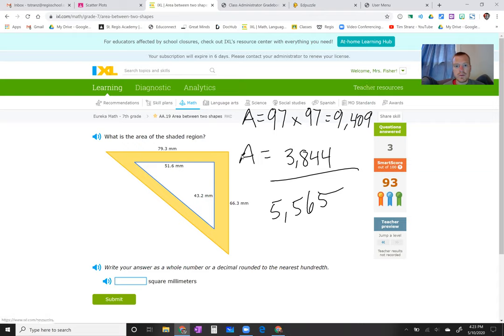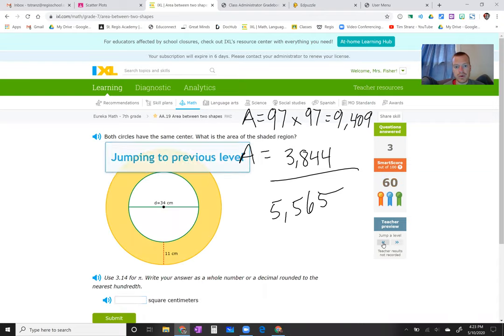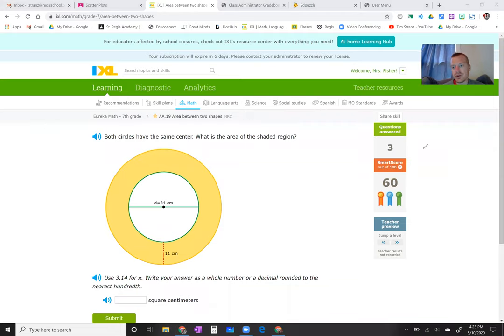I'm going to see if we go back, if we can get a circle one. Here we go, perfect. Let's look at this. Remember, area of a circle is pi times your radius squared. So we need to find the area of the big circle, the area of the small circle, and subtract the two. Let's start with the big circle. From here to here is half of 34, which is 17. I'm going to write a little 17 over here. This side's going to be 17, so the whole thing's 34.